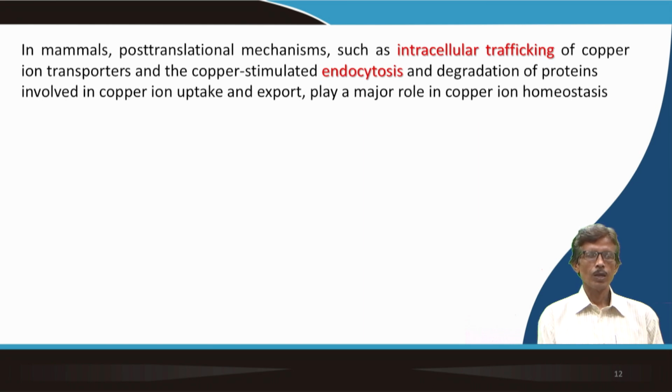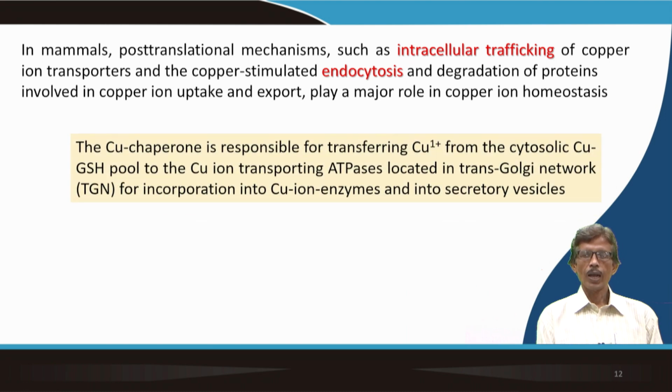So, in mammals, we can have intracellular trafficking and endocytosis, but that is copper stimulated, along with degradation of the proteins involved in copper ion uptake and export. So, how much copper you are taking up, and the export mechanism, is responsible for your endocytosis behavior, which also contributes to your copper ion homeostasis.